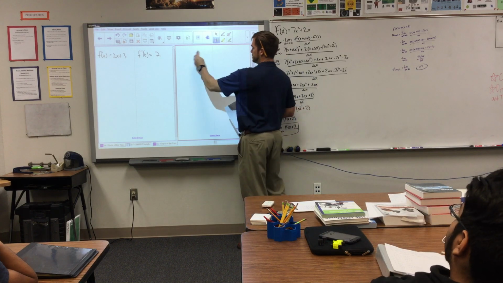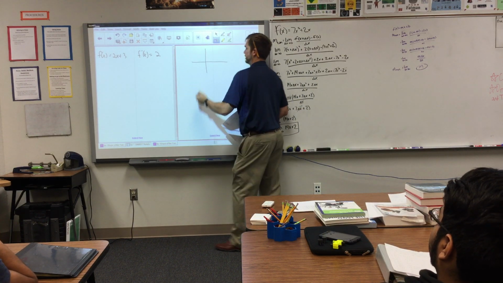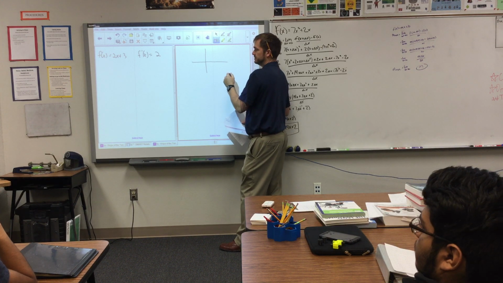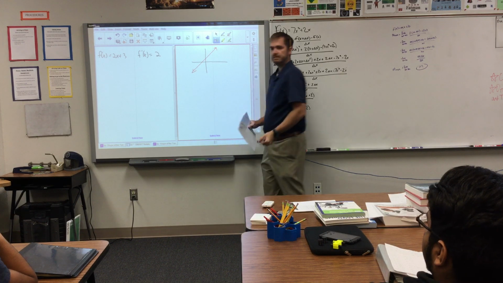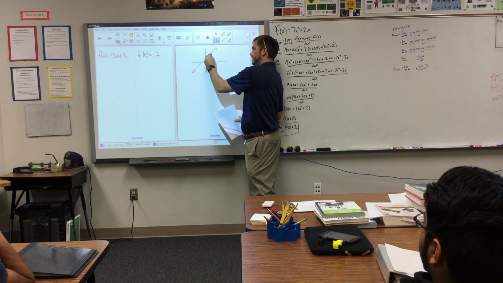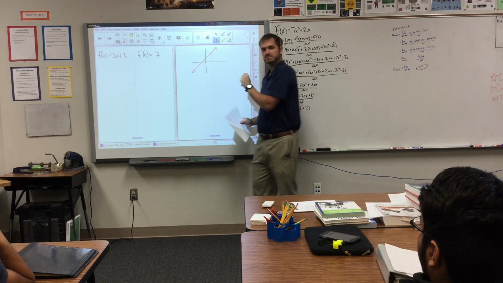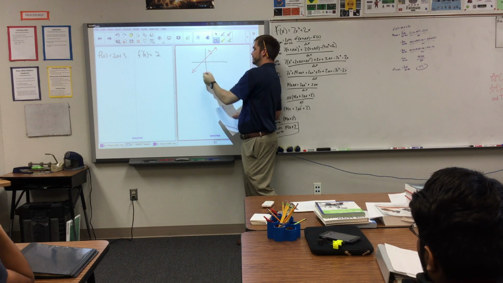Does anybody know what 2x plus 3 looks like? What does that function look like? So it would be a line. Mm-hmm. It's a line. It has a y-intercept of 3 and a slope of 2. Okay? Now, let's think about this logically. At this point right here, what's the slope?